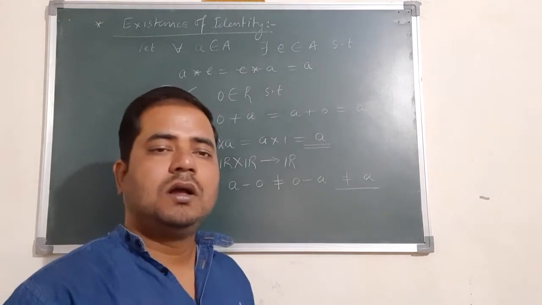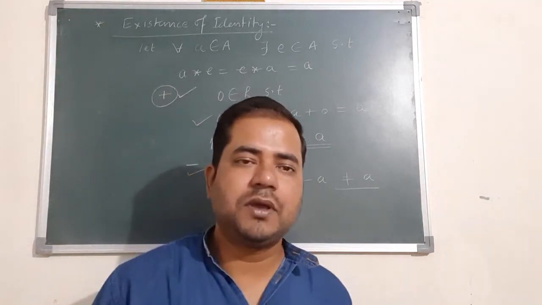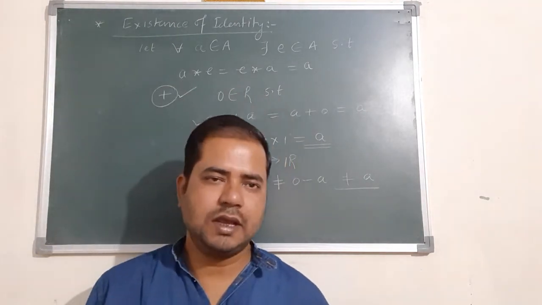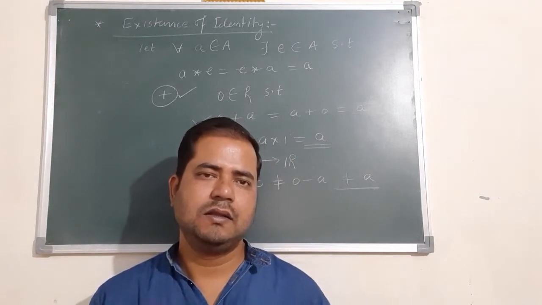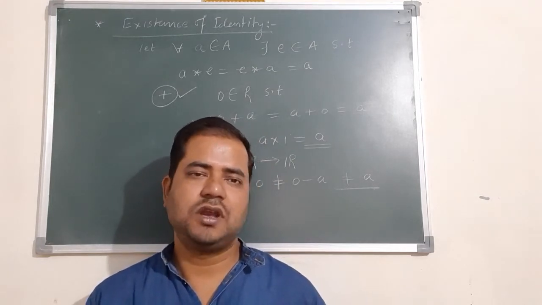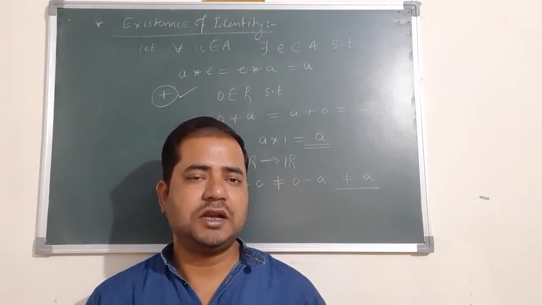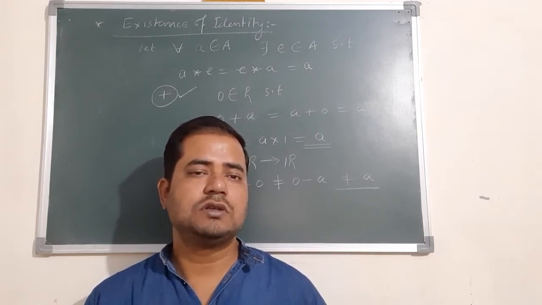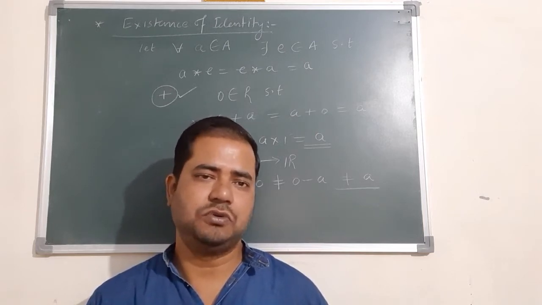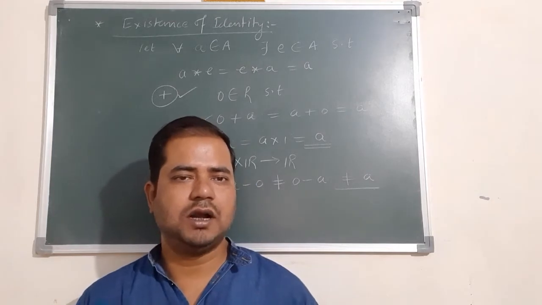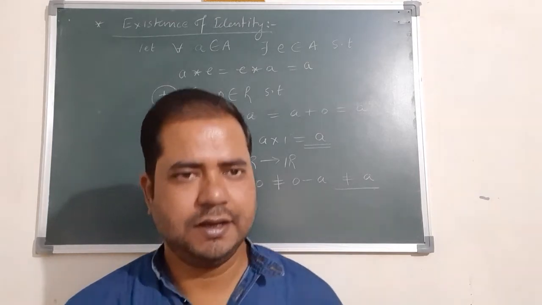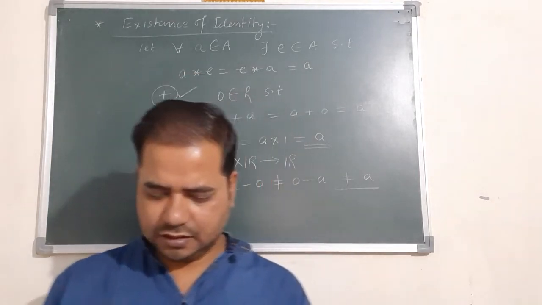What about natural numbers? If you are given the set of natural numbers, is there any identity? The natural numbers have no additive identity. Why? Because natural numbers do not contain 0, but they have a multiplicative identity. So these are the facts.